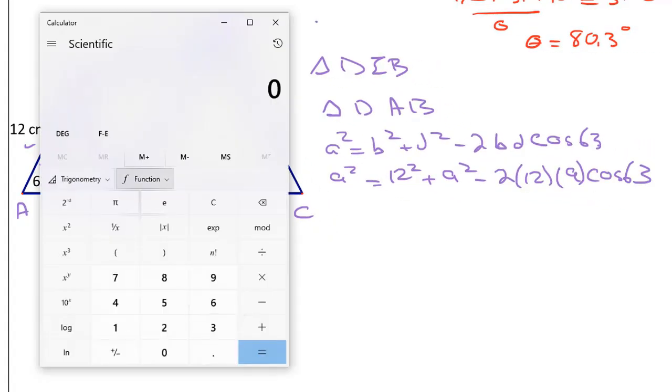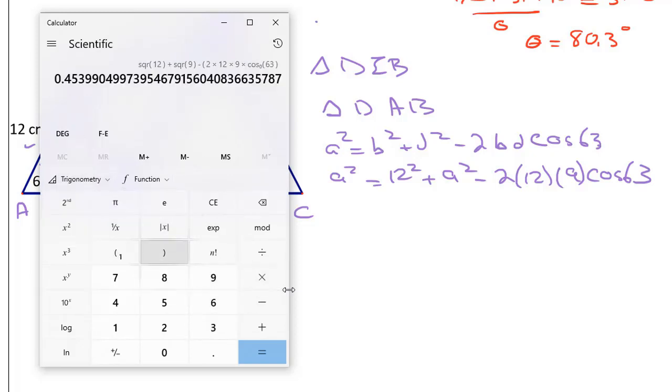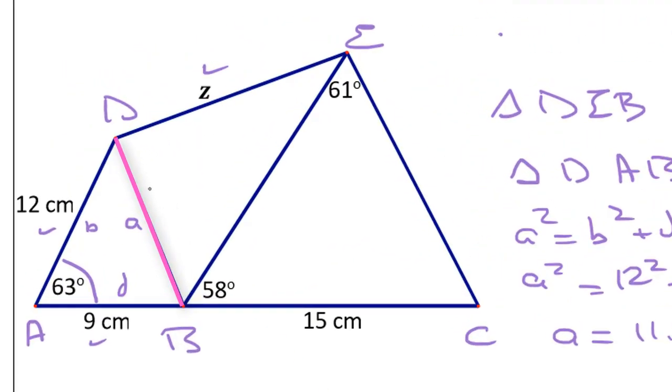Let's pull up our calculator, and we're going to enter in 12 squared plus 9 squared minus bracket 2 times 12 times 9 times the cosine of 63. Close off our bracket, hit equals, and now we're going to take the square root, and we get A equaling 11.3. So let's write that in on the diagram. We know that this side right here is 11.3.